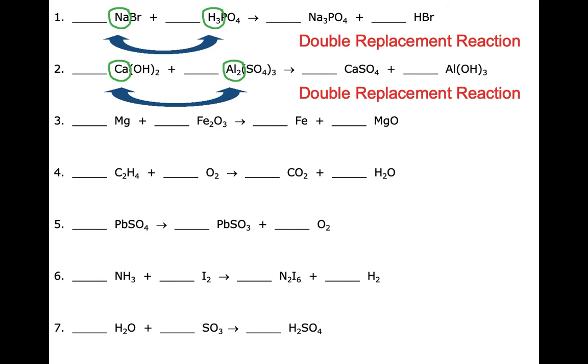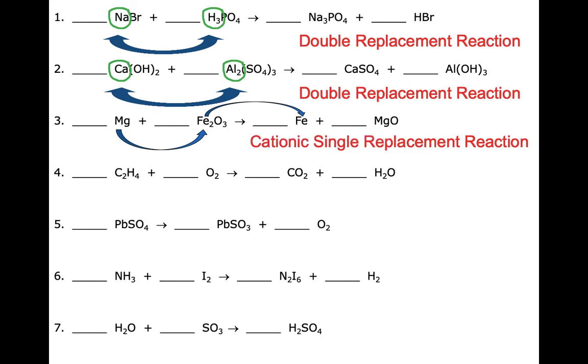In the next one, number 3, we have a switch of magnesium and iron. Notice that the iron is now all by itself. The magnesium bumped out the iron. So this is a single replacement because metal is replacing metal. This is a cationic single replacement reaction. In number 4, notice what we have. We have a hydrocarbon combining with oxygen to produce carbon dioxide and water. Well, the only thing that can be is a combustion reaction.